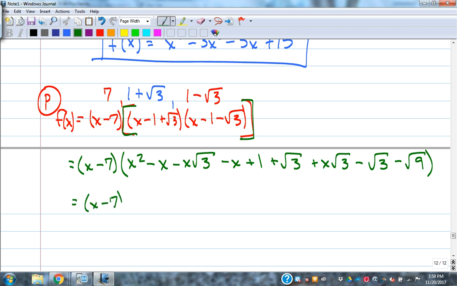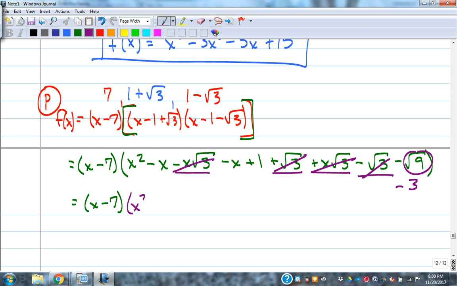When I simplify, negative x radical 3, positive x radical 3. What happens to those? They cancel out. Positive square root of 3, negative square root of 3. They cancel out. What's the square root of 9? It's really 3. So this is really a minus 3 right there. So it's no more square roots in there. When you multiply that out, all the square roots should go away.